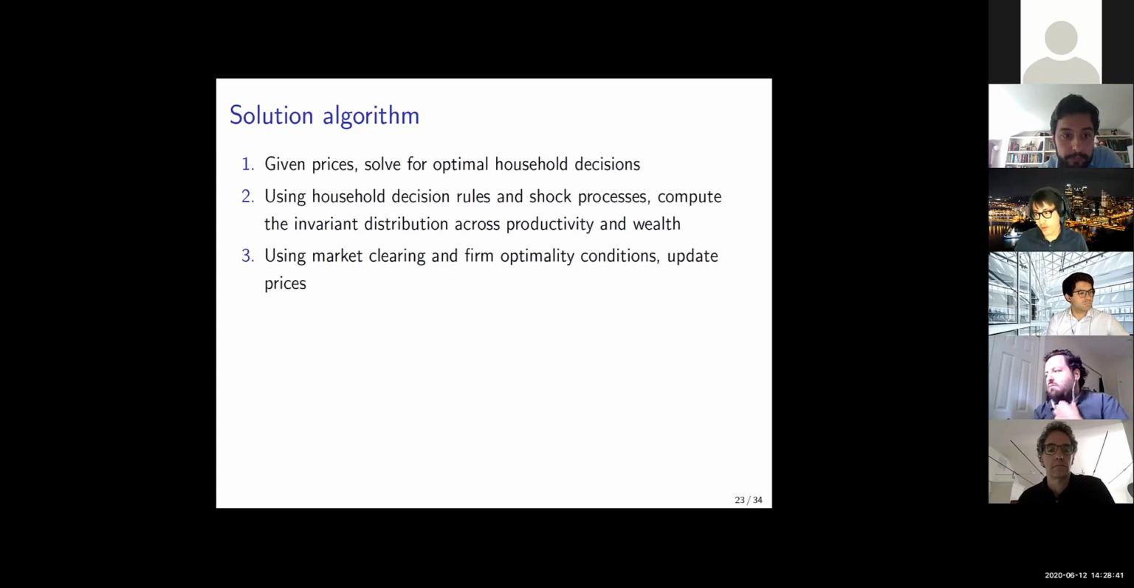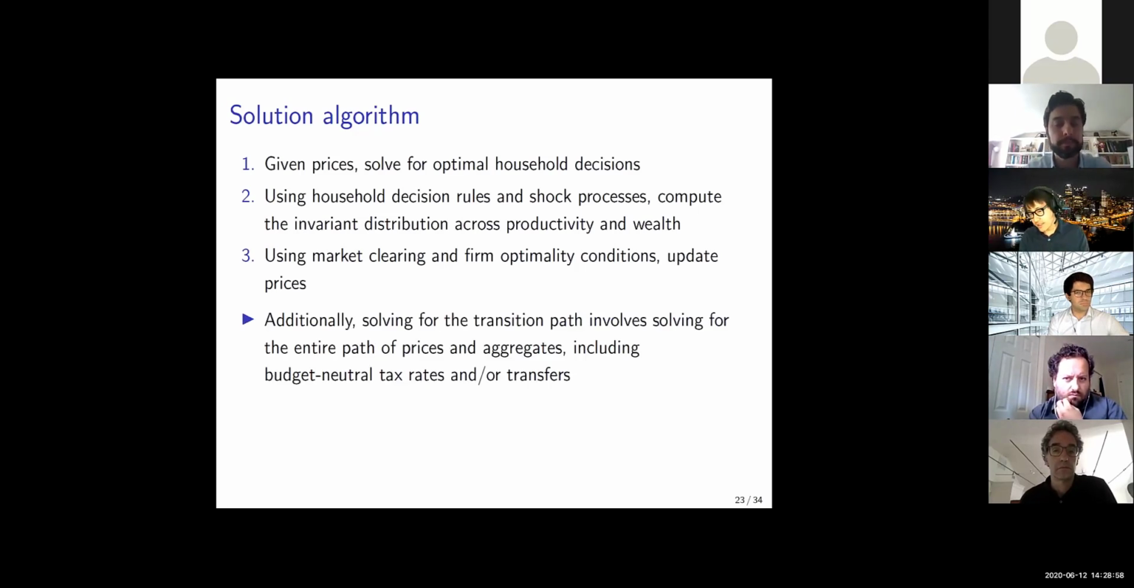So how much wealth is there, how much aggregate consumption, how much aggregate hours, and then using market clearing and the firm optimality conditions, that'll give you conditions by which you can then update your prices.